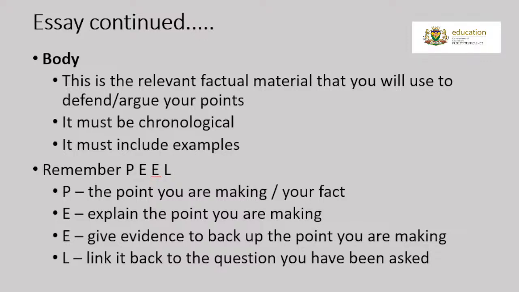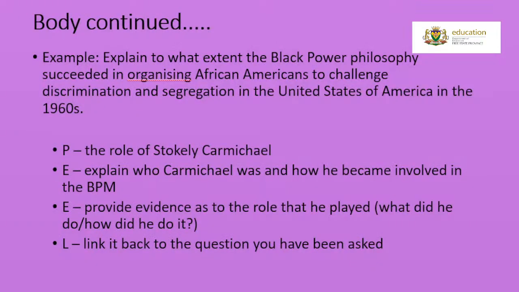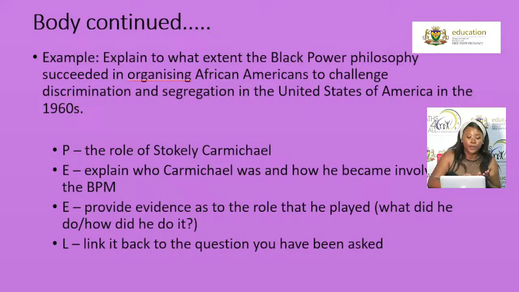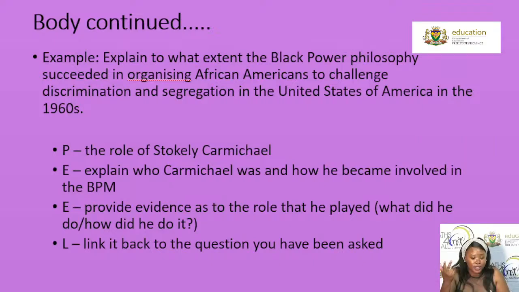And then let us look at PEEL in the context of the Black Power movement. First of all, we look at the role of Stokely Carmichael. We just took an example of the role of Stokely Carmichael. You mention the role of Stokely Carmichael. You explain who he was and how he became involved in the Black Power movement. You provide evidence as to what role he played, what did he do, how did he do it, and how successful it was. And then lastly, you link it back to the question that you have been asked, where you state your line of argument.